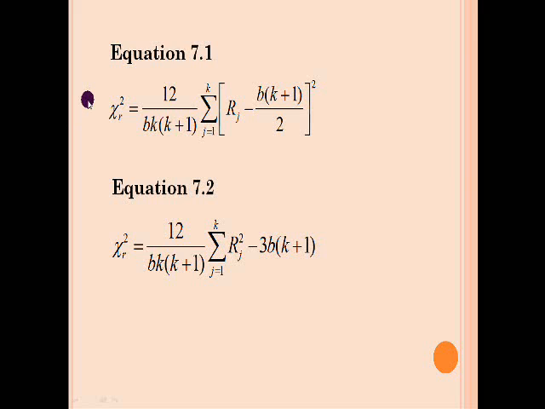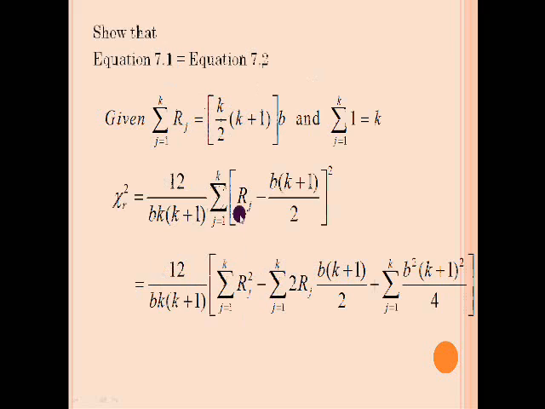There are two equations in the Friedman test, which are equation 7.1, which is this equation, and equation 7.2, this equation. We need to show that equation 7.1 is equal to equation 7.2.